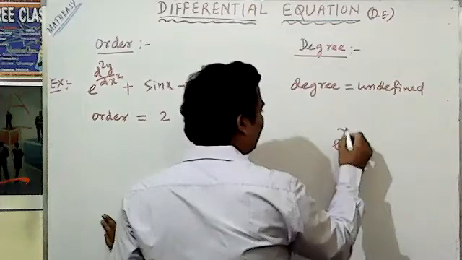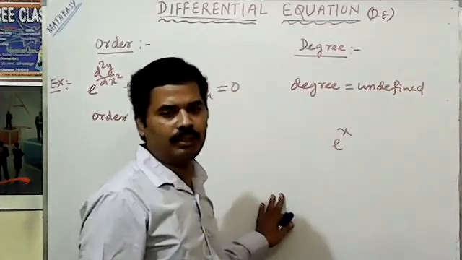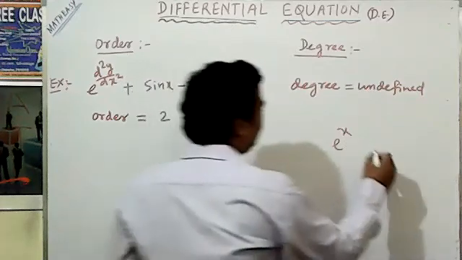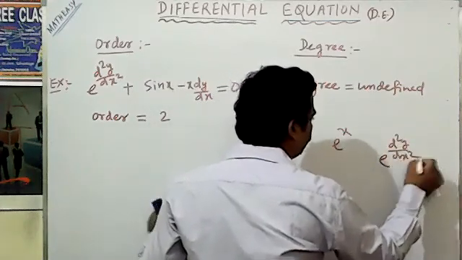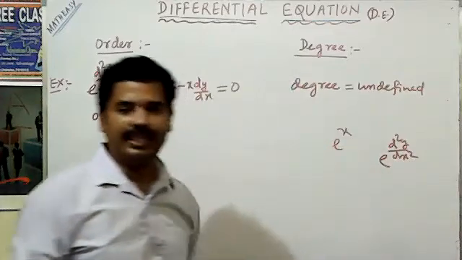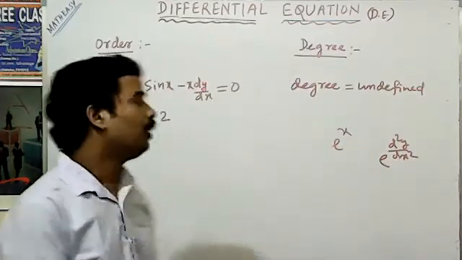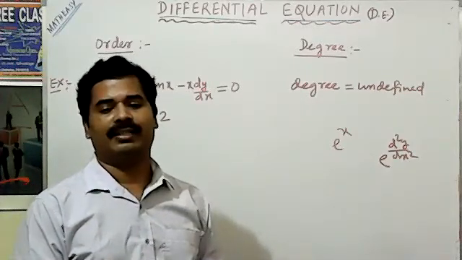Polynomial means e to the power x, it is actually a function. X is independent, e to the power x is a function that is dependent. So that's why here e to the power derivative is there. If the function is replaced by a derivative, we cannot say it is a polynomial function. So the degree we cannot define, that is undefined.